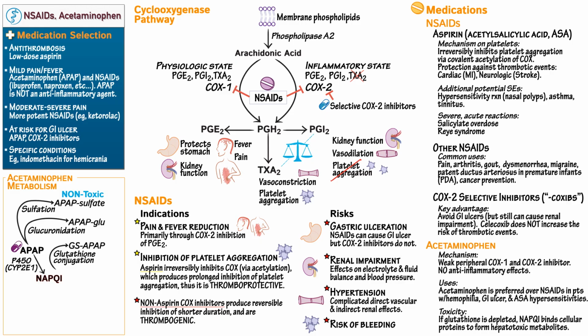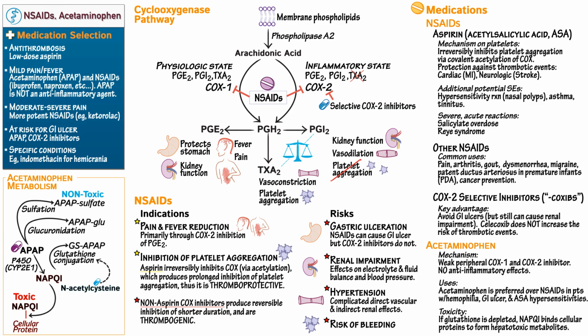However, if glutathione stores are depleted or overwhelmed, then NAPQI can bind cellular proteins to form toxic byproducts that produce hepatotoxicity. Thus indicate that in cases of acetaminophen overdose, we administer N-acetylcysteine to replenish glutathione stores to try to shunt NAPQI through glutathione conjugation rather than form toxic metabolites.